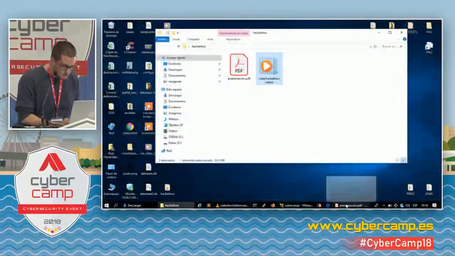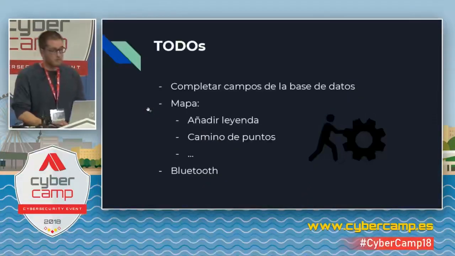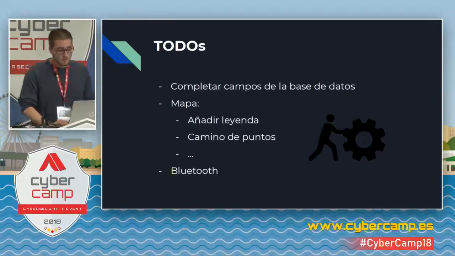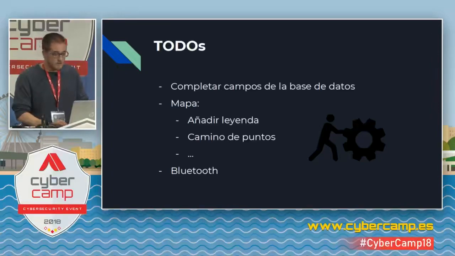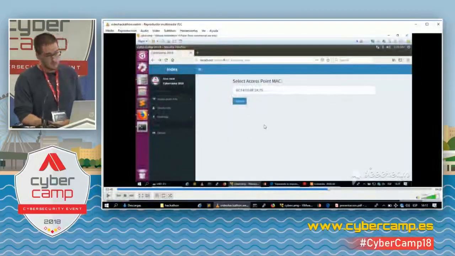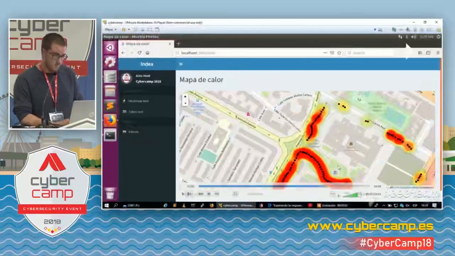So that's about it for the interface. What else would we like to do? Well, Raul said it, the database could have more fields so that we could have more details about the maps. We didn't have time to include the legend, having the different paths for the dots, but we did do it for the other library, Leaflet.